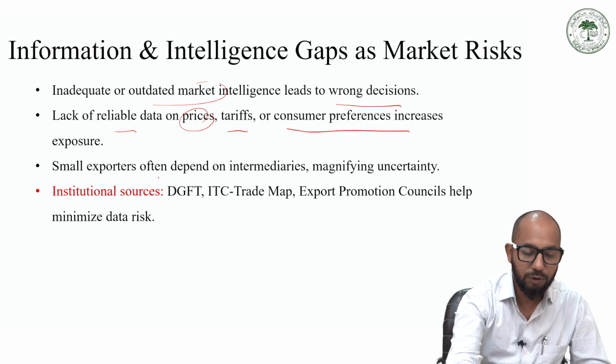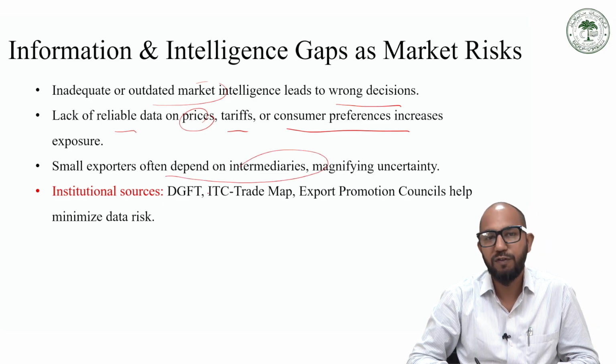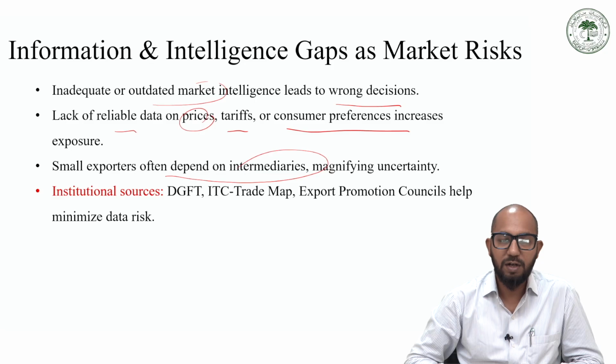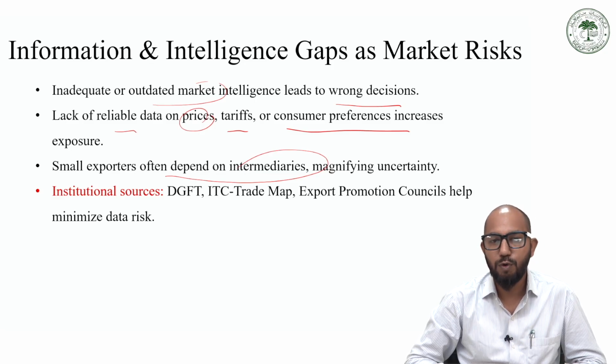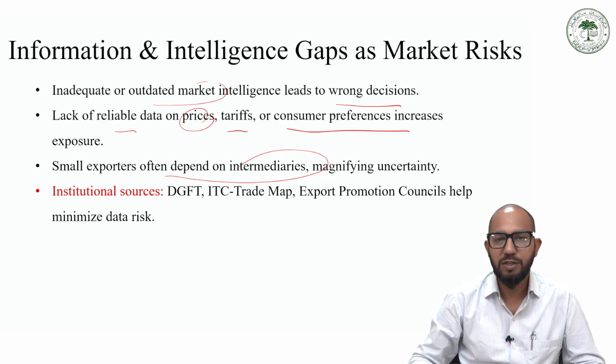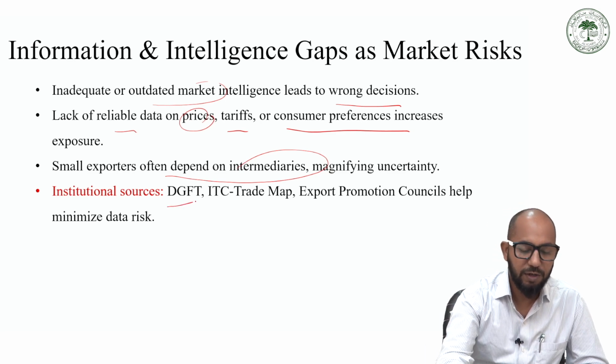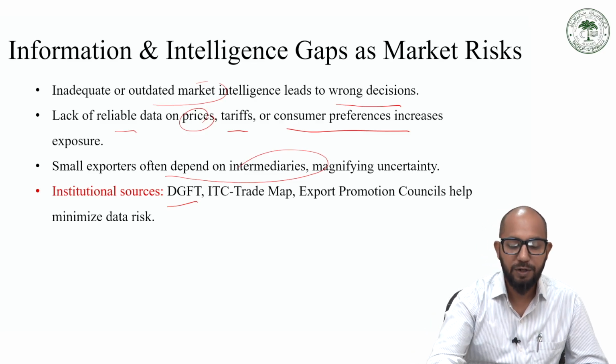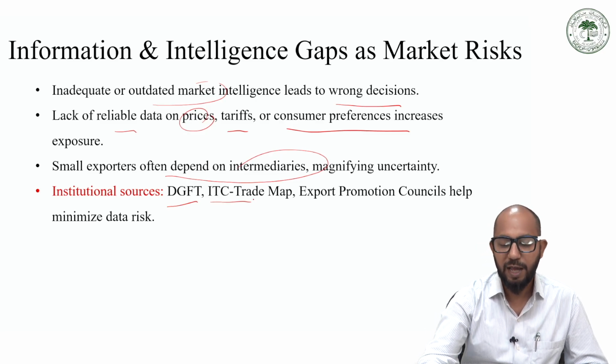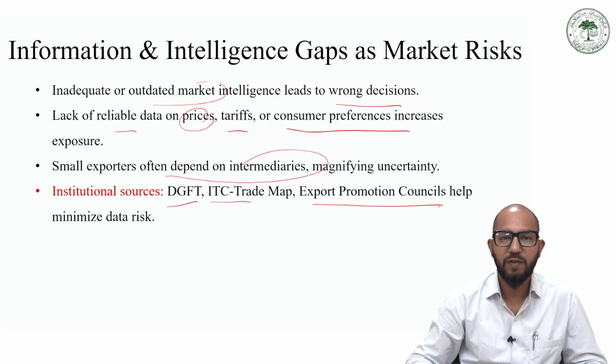So, for small exporters, they often depend on intermediaries for decision making, magnifying uncertainty. Thus, they need to use more properly the trade statistics and trade data. They can use, and anybody else can also use, the institutional sources which provide free data related to trade. The DGFT, Directorate General of Foreign Trade, International Trade Center, the Trade Map is there. Export promotion councils in different countries help with specific commodities and areas. All these can minimize the market risk through intelligence and information mechanism.